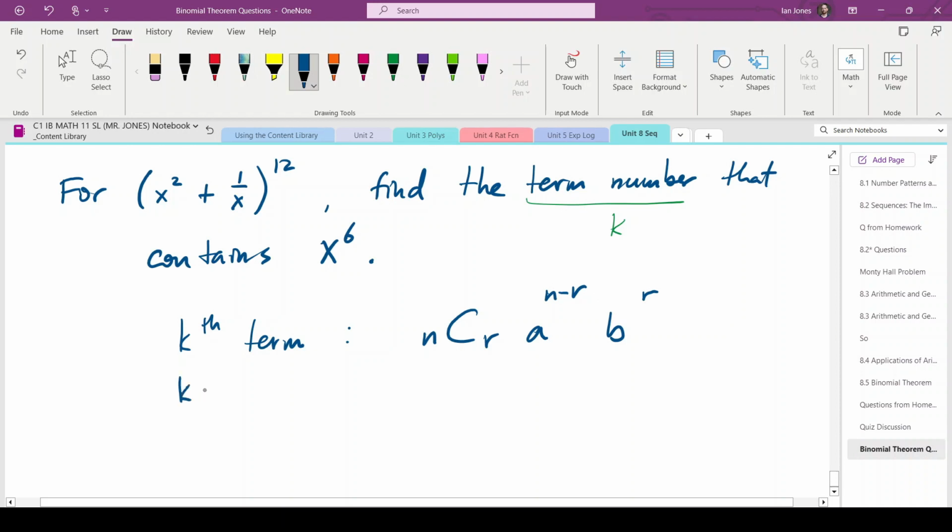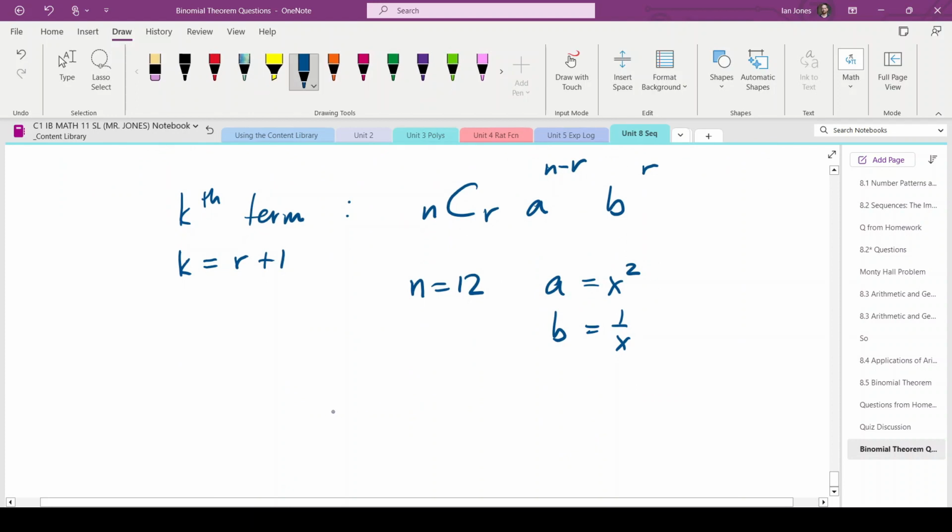And we know that for the kth term, k equals r plus 1, right? Or k minus 1 equals r, because r is always 1 less than the term number. The term number is always 1 more than r. So here now, I want to end up with an x to the 6 plus some sort of coefficient. So let's see what we have. We know that n is 12. We don't know what k and r are. We know that a is x squared and b is 1 over x.